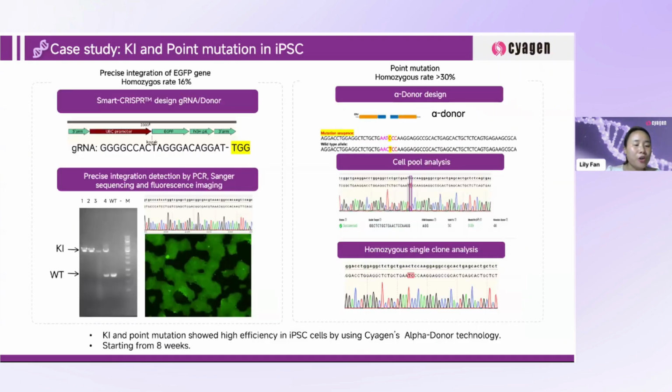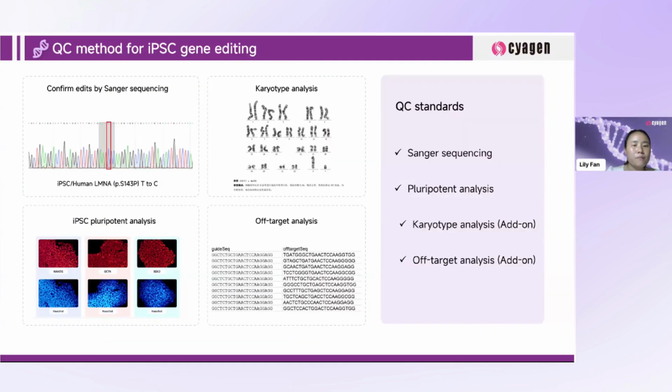Cyagen's alpha donor technology showed high efficiency in knock-in and point mutation in iPSC cells, achieving a homozygous KI rate of 16% and a homozygous point mutation rate of more than 30%, with fast delivery starting from 8 weeks. Regarding iPSC QC analysis, edited clones can be validated through Sanger sequencing and pluripotency analysis as default. Karyotype analysis and off-target evaluation are add-on services as requested.